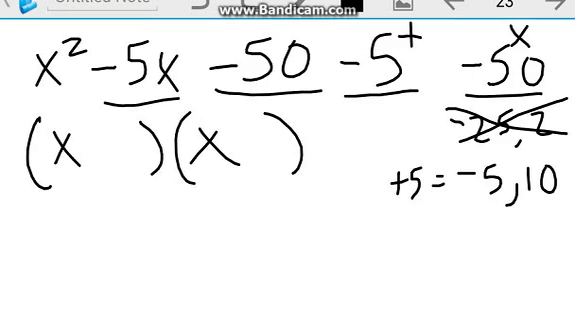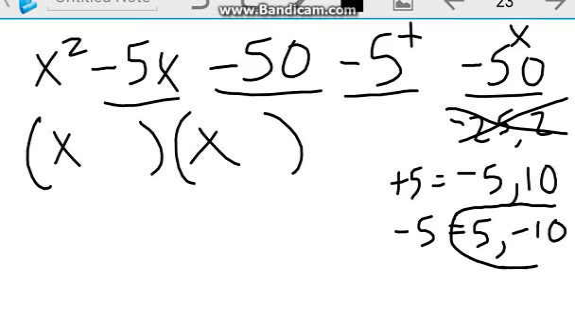So we'll have positive 5. However, we need negative 5. So that just tells us one simple thing. We just need to flip the signs on 5 and 10. So instead of using negative 5 and positive 10, we need to use a positive 5 and a negative 10. And when we do that, that'll give us negative 5. So our factors are here, positive 5 and negative 10.